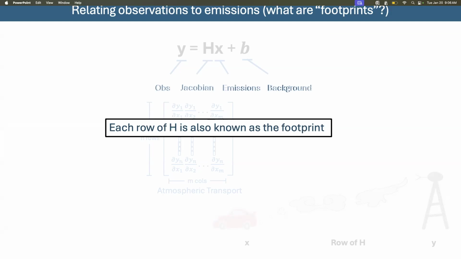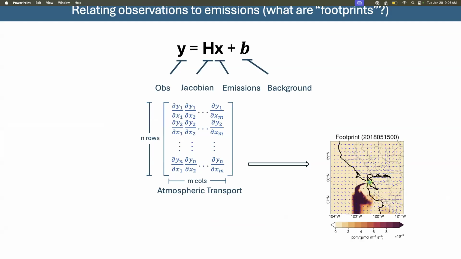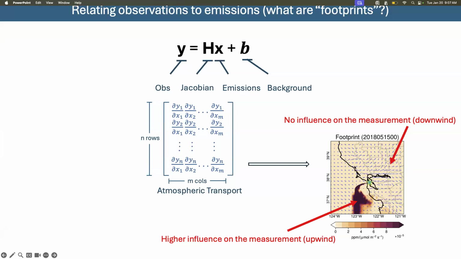If we plot this footprint, a single row of this H matrix, it will look something like this. Here, this star mark is the observation site, and these arrows are the instantaneous direction of wind. This shaded region shows the sensitivity, or content, of this H matrix. The darker shade in the upwind direction has higher influence: a source in this darker shade on the upwind side will have a higher influence on this particular measurement than a source in the lighter shade, which will have almost zero influence because it's in the downwind direction.